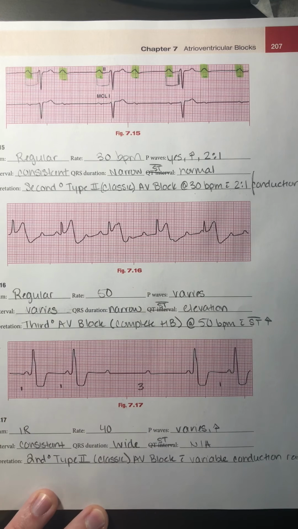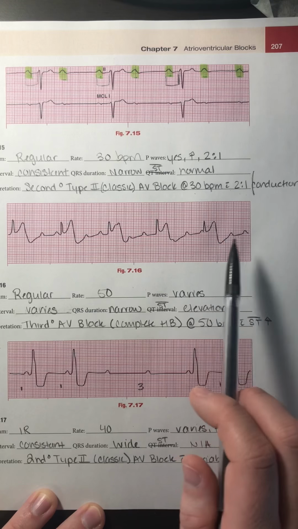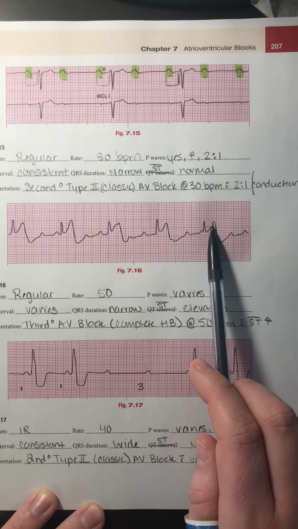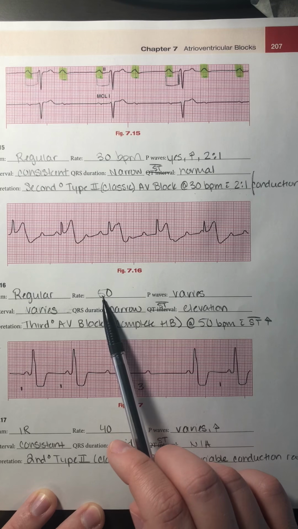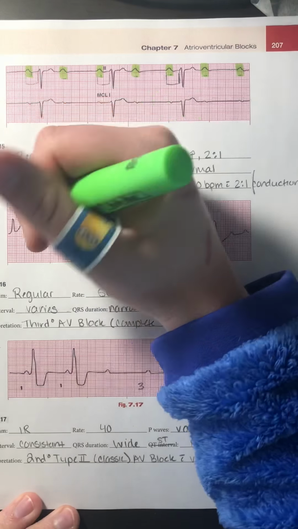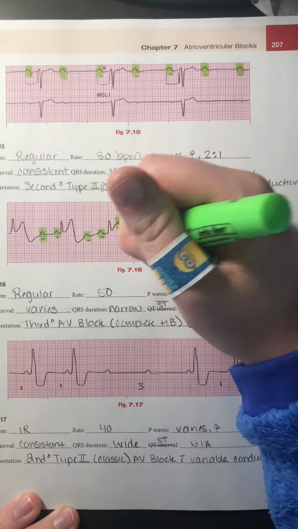Going down to number 26, my rhythm. It is regular. My rate, 1, 2, 3, 4, 5 times 10 gave me that 50 beats per minute. Now my P waves are kind of all over the place. Got one buried in there.